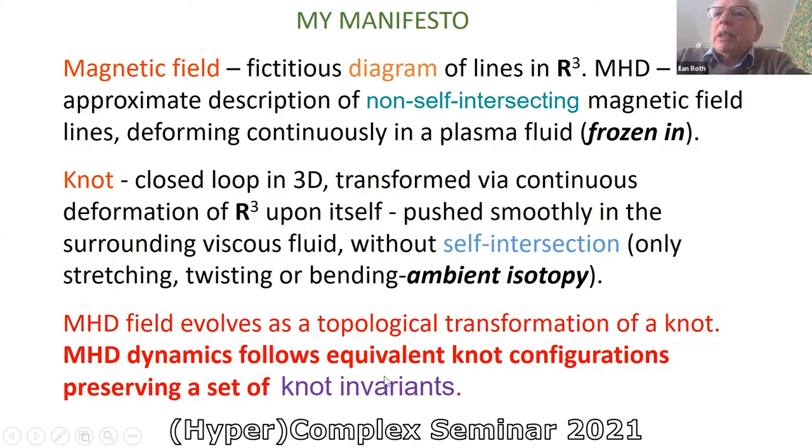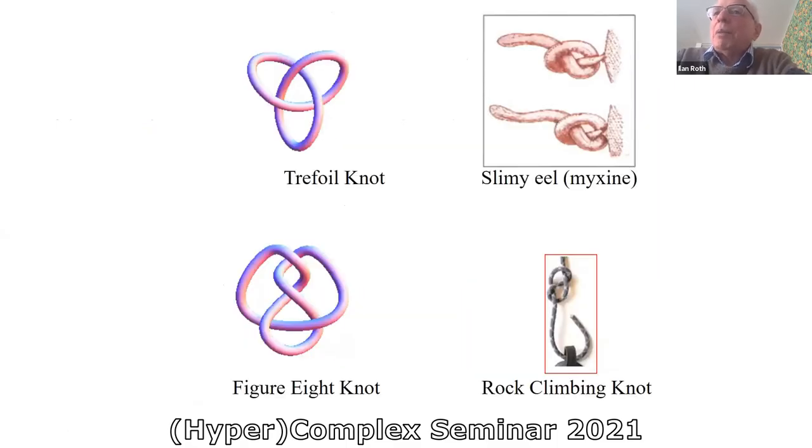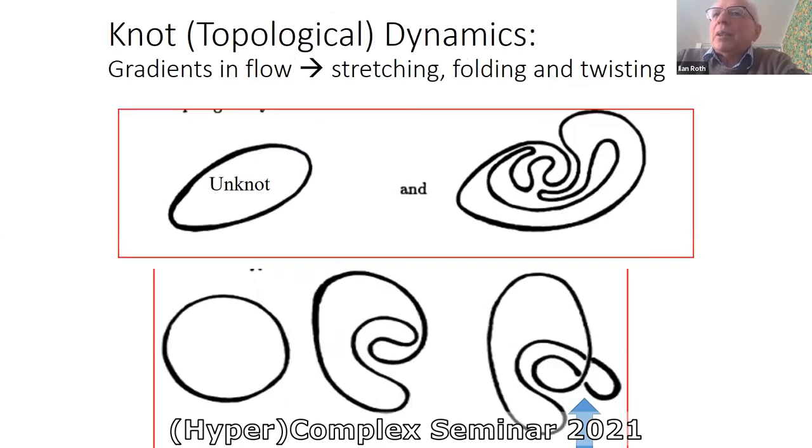And now I will have to run a little bit. Clearly this structure can be linked, not at all twisted. Examples from life: the trefoil. If you go to Japan, the delicatessen is slimy eel. And if you go rock climbing, for sure you have heard about the figure eight. And this is the stretching, folding, twisting, etc.